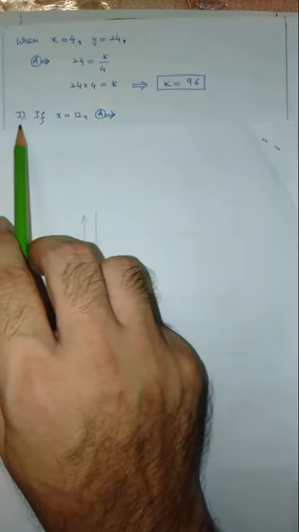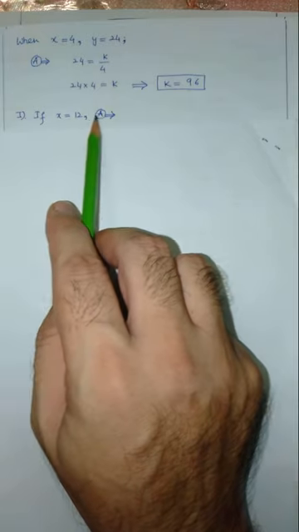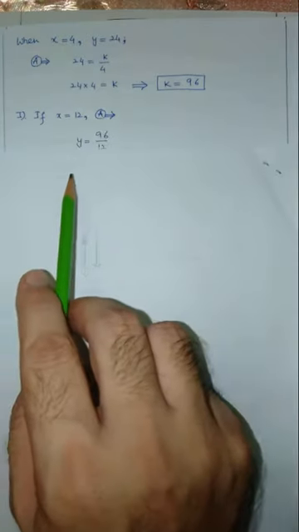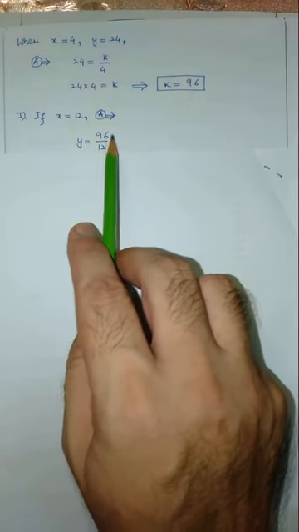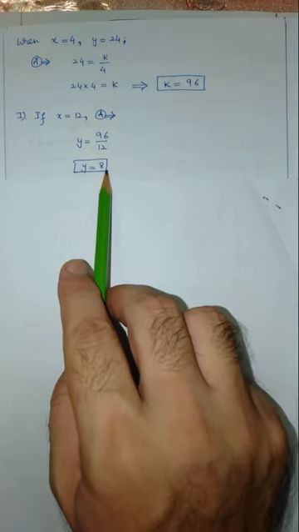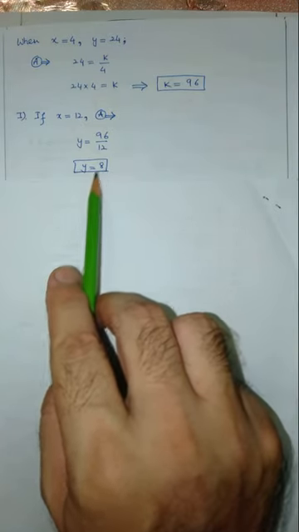Part number first. If x is equal to 12, then to find the value of y, equation A implies y is equal to 96 by 12. Dividing 96 by 12, y is equal to 8. This is the first answer.